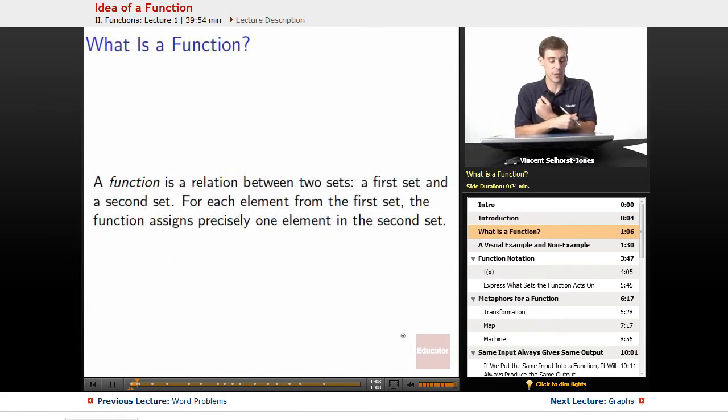What is a function? A function is a relation between two sets, a first set and a second set. For each element from the first set, the function assigns precisely one element in the second set. So we'll point at some element in the first set, and it will say, here's an element from the second set. We'll point at another element from the first set, and it will tell us, here's some element from the second set. That's the idea of a function.